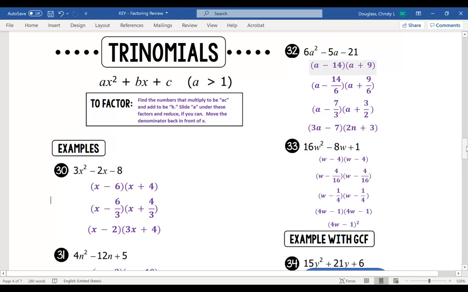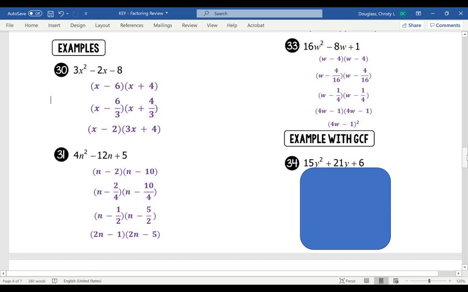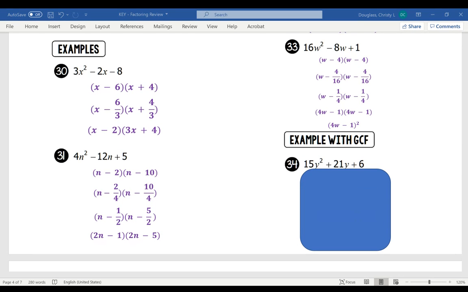Let's do an example with a greatest common factor. This is something we should always check for when we begin to factor. Notice that the three terms in number 34 have a common factor of 3. So I will begin by factoring out a 3.